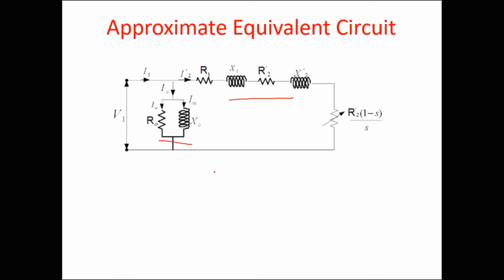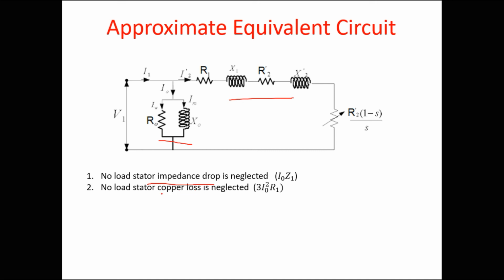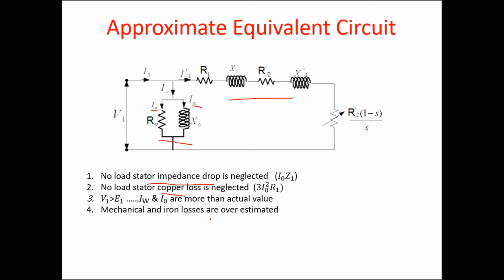And what are the disadvantages we are having with this approximate equivalent circuit? We are not considering the no load stator impedance drop and no load stator copper loss. Because of that, the flow of current, that is IW and IM, the shunt branch currents, are more than the actual value, and because of that we have an overestimation of the iron and mechanical loss.